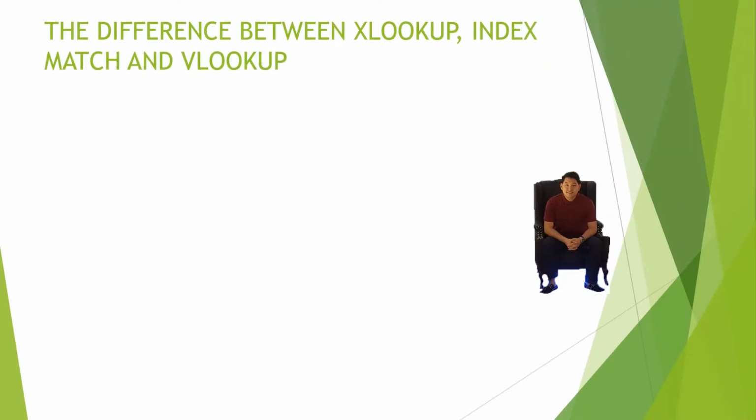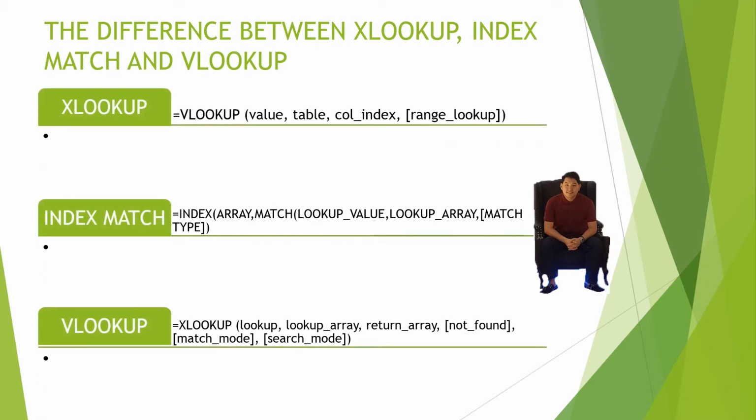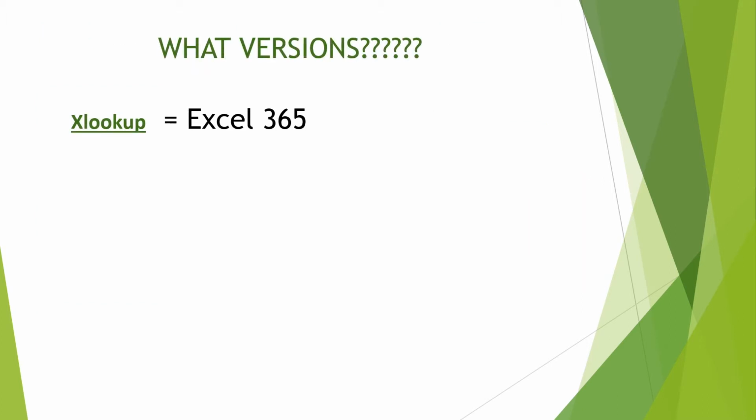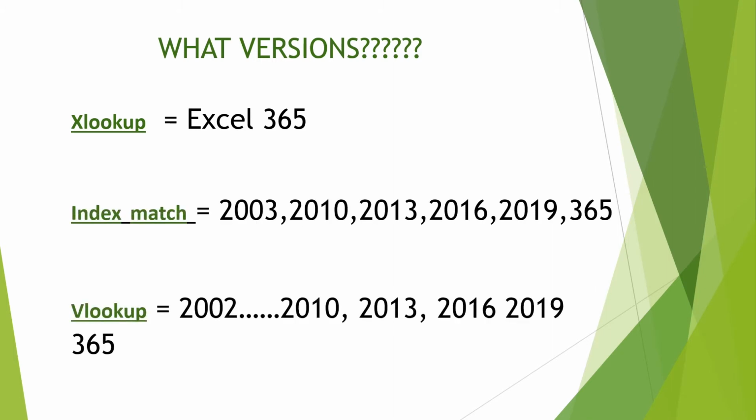For today's video, we will talk about the difference between Xlookup, index match, and Vlookup. Before anything else, you must know in what version these functions can be used. For Xlookup, you can use it in Excel 365. For index match, version 2003 up to 365. And for Vlookup, version 2002 up to 365. Let's start with Vlookup.